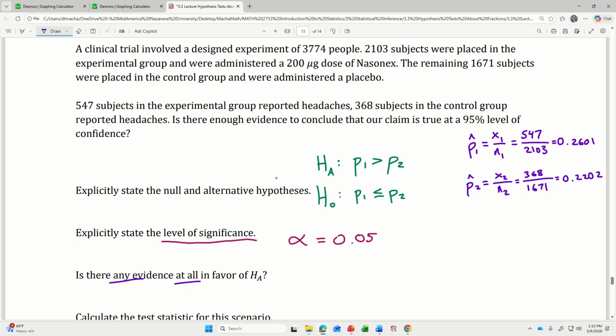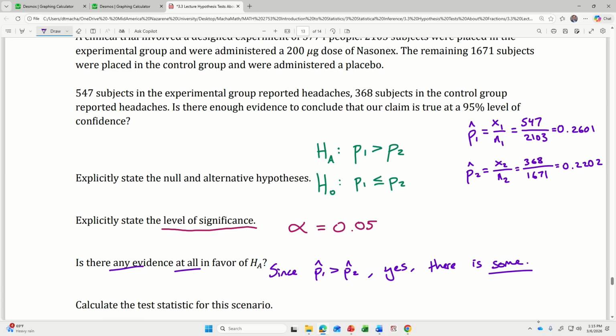Okay, would you say there's any evidence at all that Nasonex causes headaches? Yeah, since P1 hat is greater than P2 hat, yes, there's at least some. We don't know if there's enough evidence yet, but we know there's some evidence. And so we expect our p-value to be less than half. And we expect our confidence to be greater than 50%. We just don't know if it's above 95%.